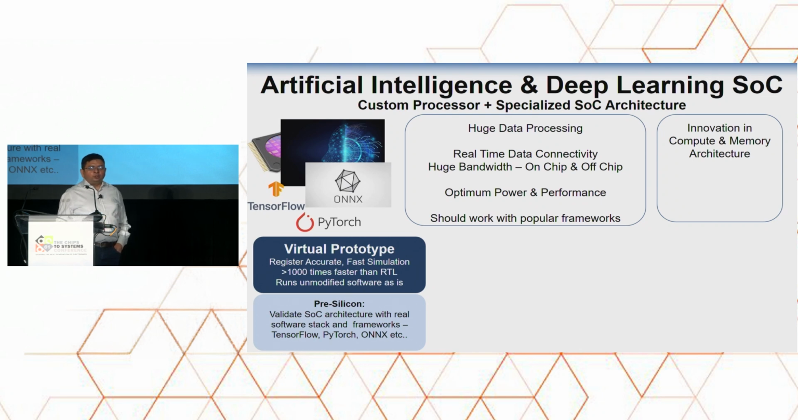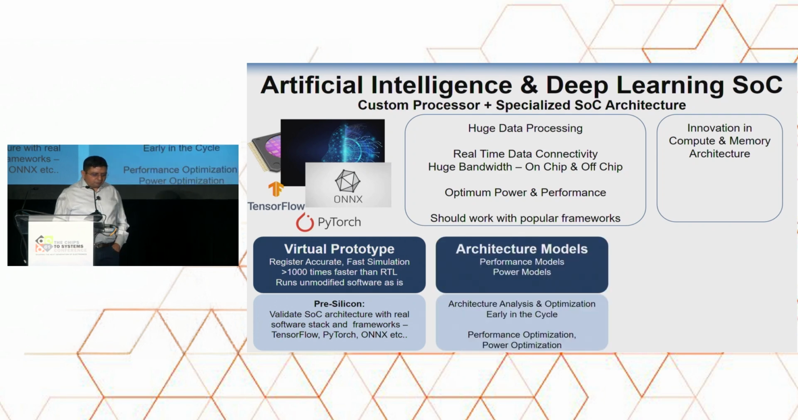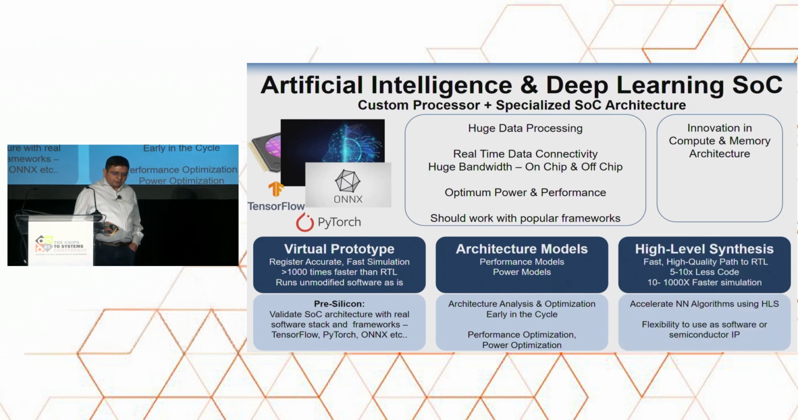We can develop a virtual prototype right in the beginning when you are conceptualizing your chip. At that stage, you can develop a virtual prototype, which is a fast simulation model, and you can validate that your chip architecture is going to work fine with various software stacks, etc. And if you find any problems right in the beginning, you can change your architecture right there. We can create architecture models which will help you to optimize the power and performance for this.